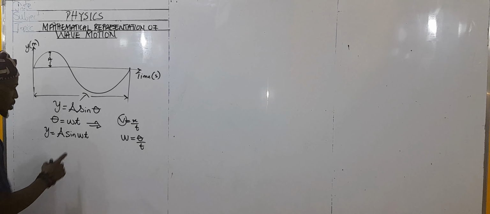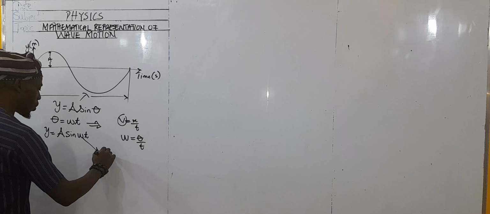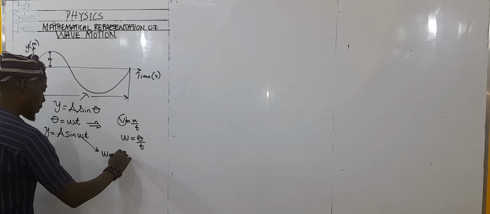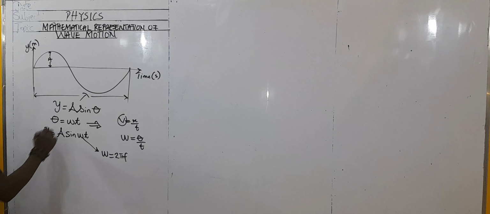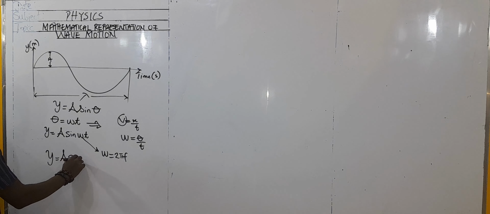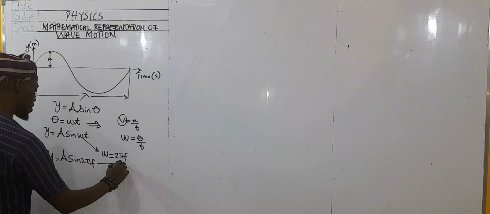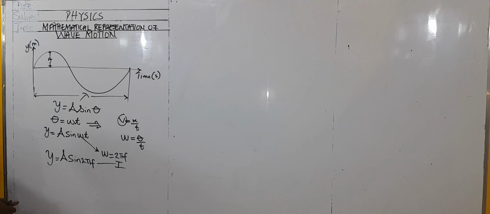And we also know from simple harmonic motion that our angular speed w is equal to 2 pi f. So it means that this equation can be written as A sine 2 pi f t. So I'm going to title this as equation 1.